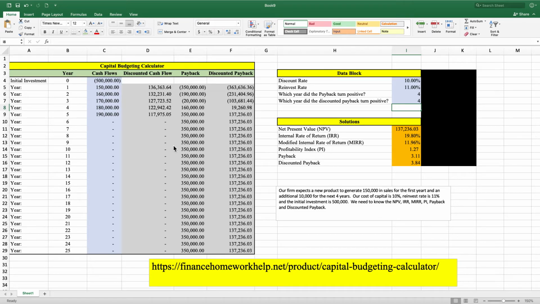So hopefully this was helpful in understanding how to use this template. This is great for finance students as well as for business owners seeking to determine whether a product or a new venture is going to be profitable or not.